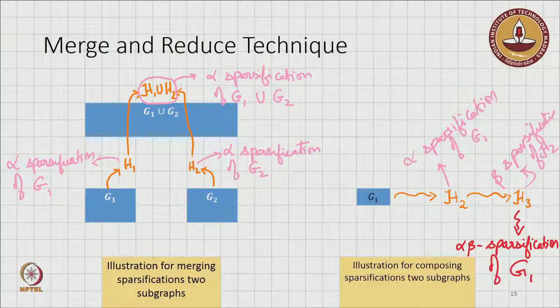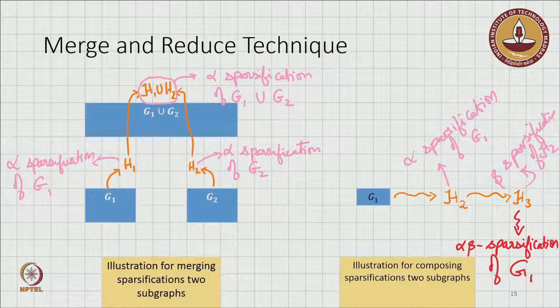So let's say you have a way to obtain an alpha sparsification for one graph, say G1. Okay. And now let's say you also have a way to find an alpha sparsification for another graph G2, and let's say the two sparsifications are called H1 and H2. Okay. Now what you can see is that when you take the union of G1 and G2, so you look at the graph G1 union G2, you can get an alpha sparsification just by taking the union of H1 and H2.